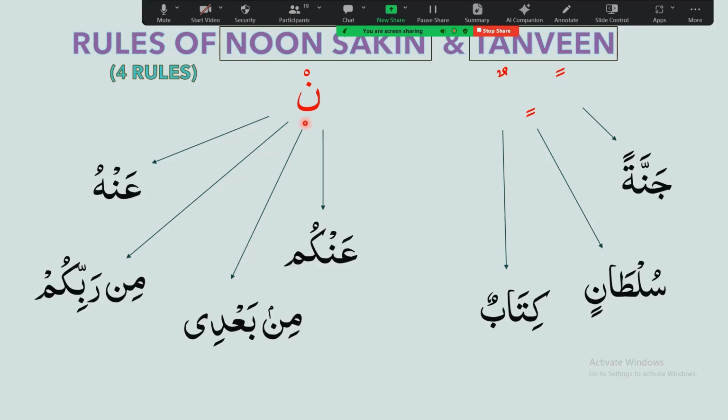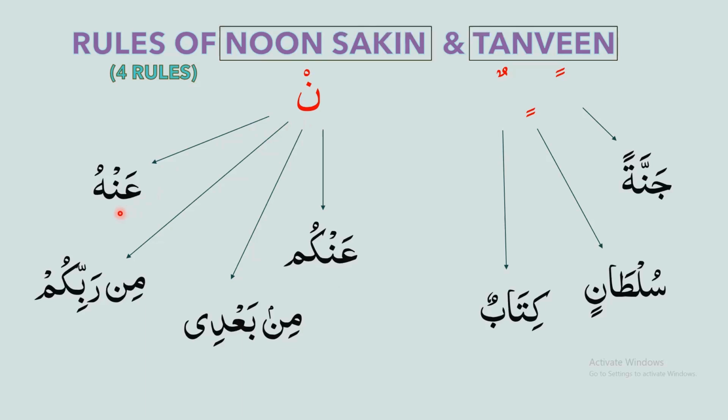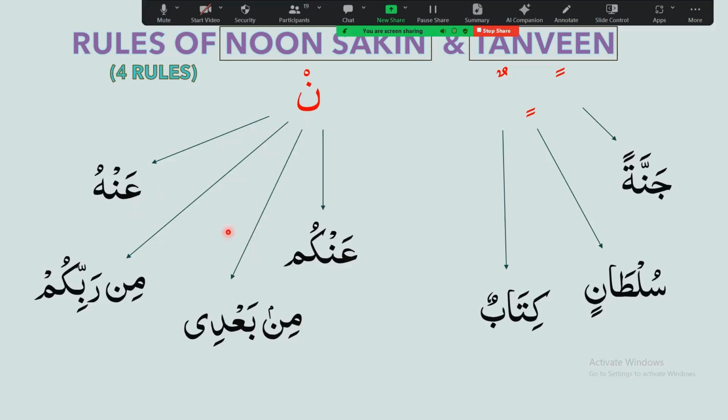Sometimes when this noon sakin comes, we say the sound of it just as it is. Like the word written anhu: I am not hiding the sound of noon sakin here. Sometimes we do not hide the sound of noon sakin, and sometimes we hide it, like ankum rather than ankum.